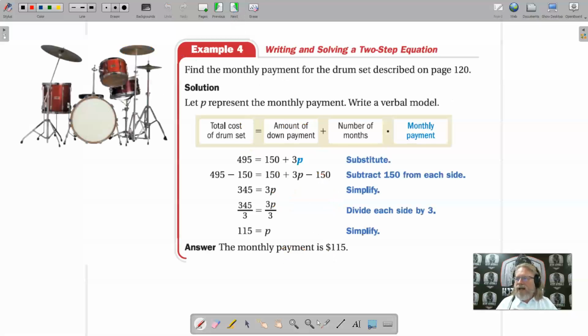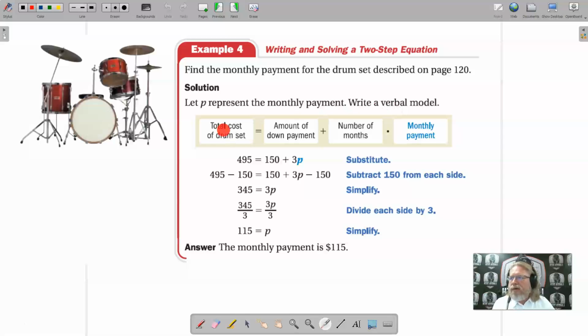So that brings us to example 4 with our drum purchase. Right, so we're purchasing the drums for, remember, $495, and we're making a down payment of $150, and then we can make 3 equal payments on the remaining amount over 3 months, right? So we're going to let P represent our monthly payment, and we're going to write a verbal model. So remember, the question was, what is your monthly payment?